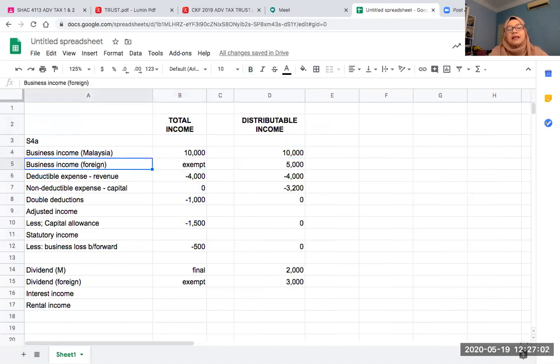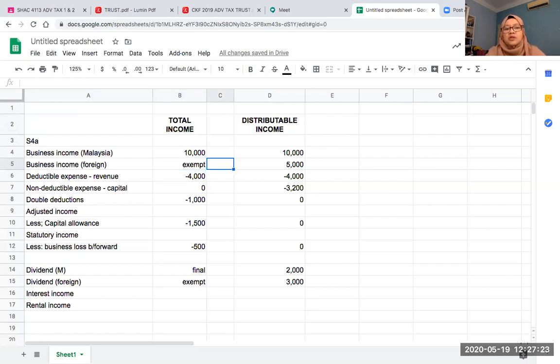All right. But in the case of business income which comes from abroad, for example, you have a business in Hong Kong or in Singapore, for total income under the Income Tax Act, foreign income is exempted. So in your computation, we will not bring that amount. You just write down exempted, because why? That amount you don't have to pay any tax.